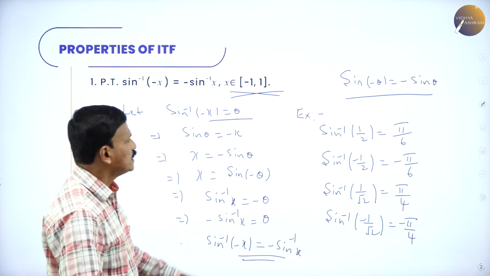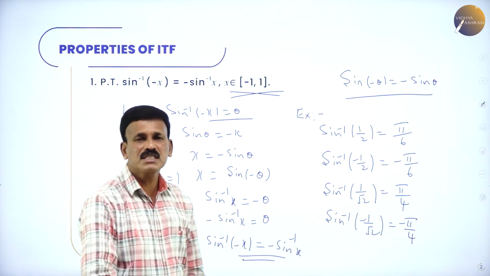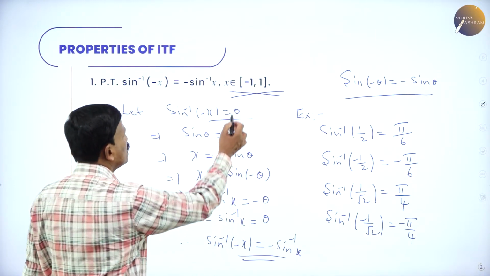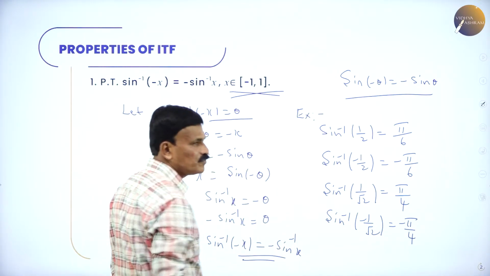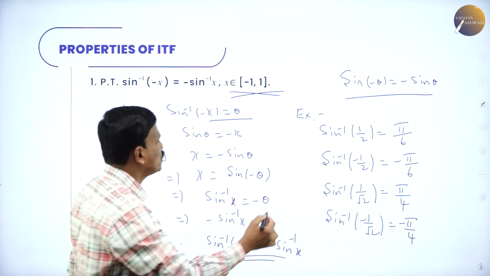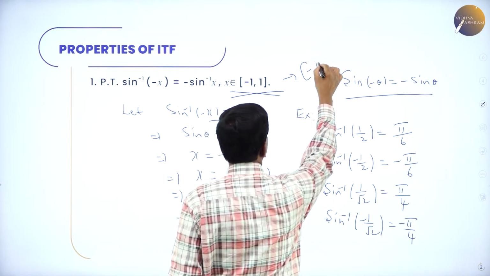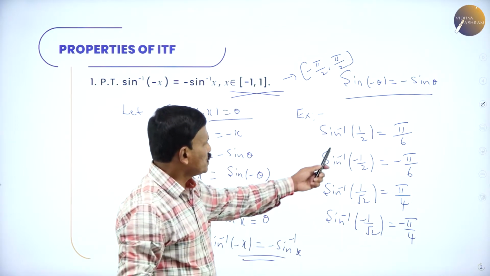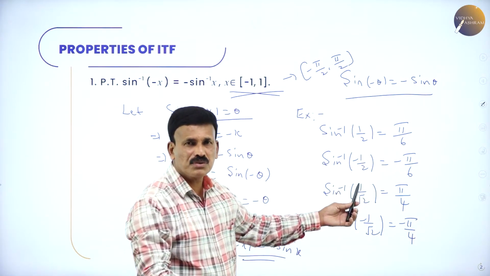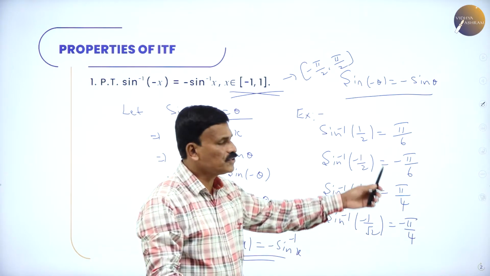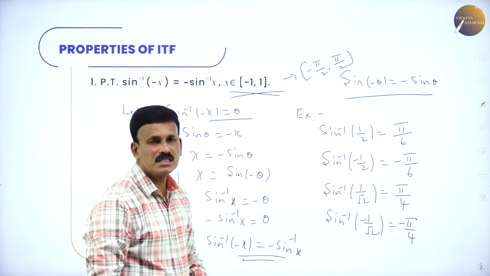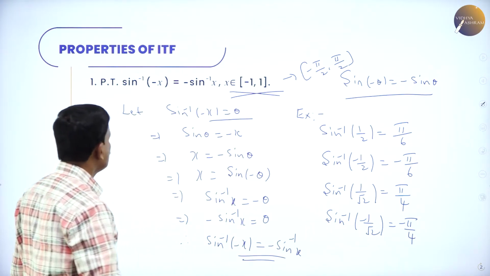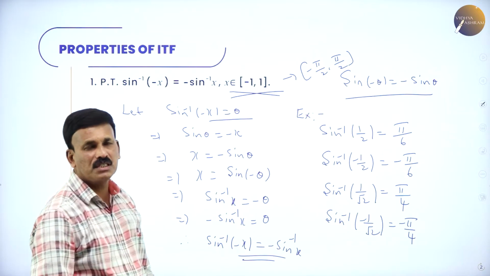So that is why the range of sine inverse x is minus pi by 2 to plus pi by 2. The domain is minus 1 comma plus 1, and the range is minus pi by 2 comma plus pi by 2. If x is positive, theta is also positive, range is positive. If x is negative, theta is negative. That is regarding the first property. So that is sine inverse of minus x is equal to minus of sine inverse x.